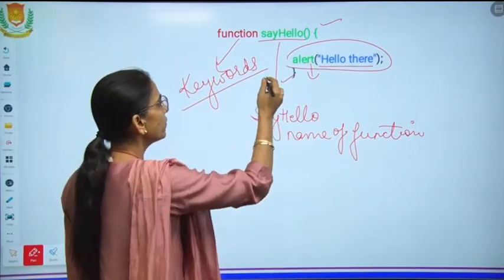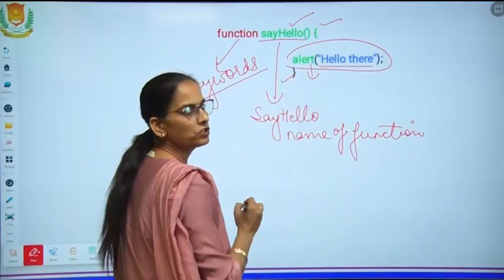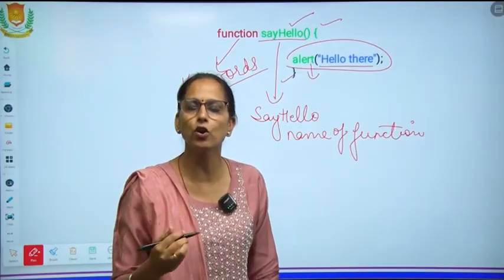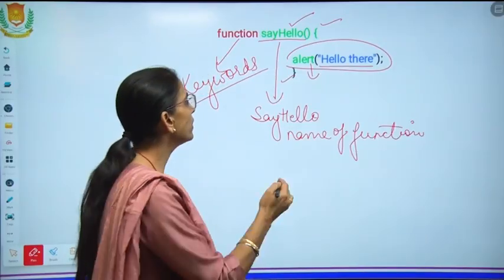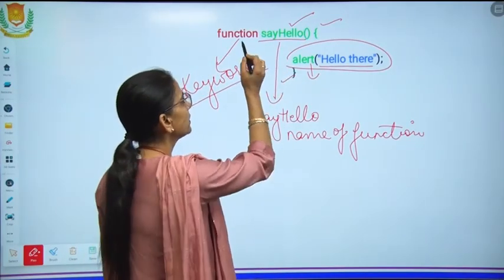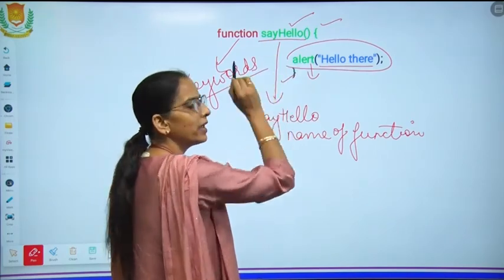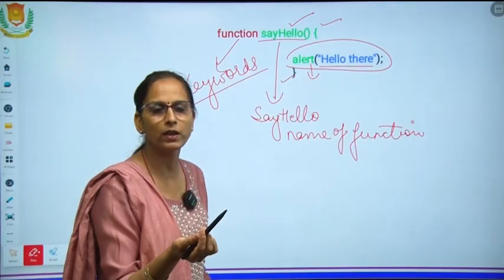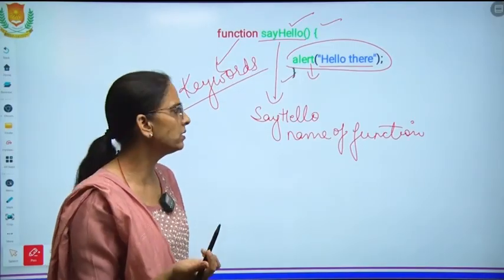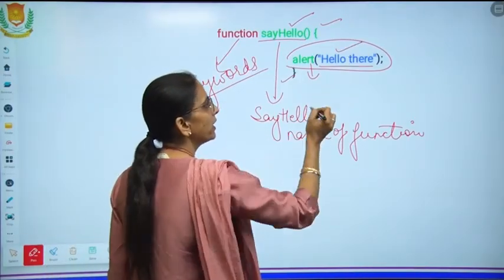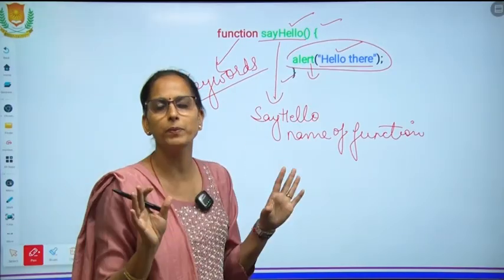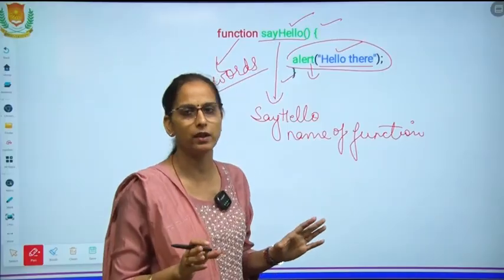Whenever we call this function, calling means using the function in a specific section of your web page. Whenever you call this function, by writing the name of the function and clicking somewhere with the help of a button, whatever interaction way you create, this hello there will be printed on the screen. Alert, a pop-up will be displayed on the screen, hello there.